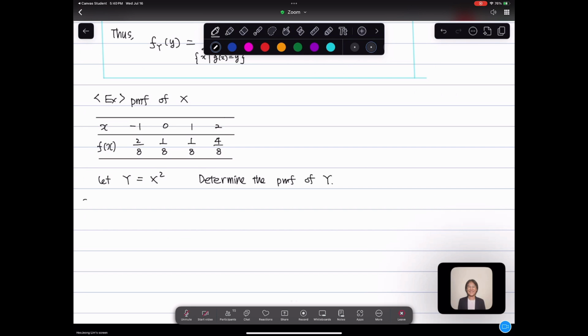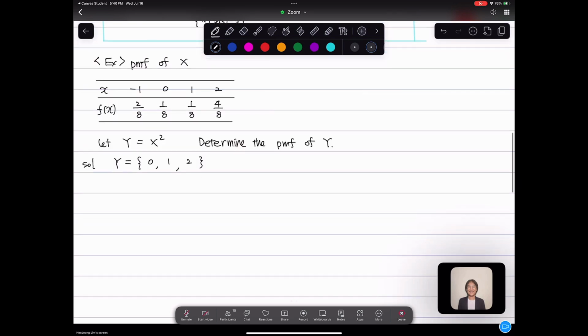So let's start from there. If my x's are -1, 0, 1, and 2, you get the y values by squaring your x values. So if I think about it that way, the y value should be one of 0, 1, or 2. So we are trying to determine probabilities of 0, 1, or 2.